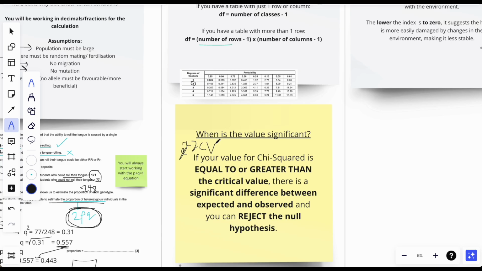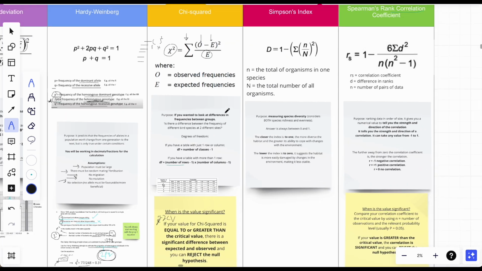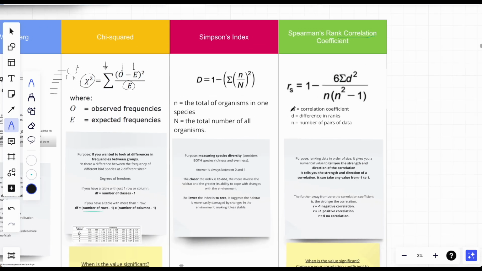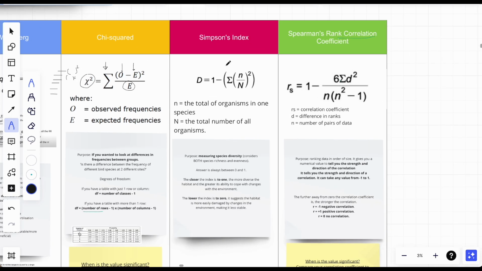So if your value of chi-squared is less than your critical value, then there is no significant difference between the expected and observed, and therefore you can accept the null hypothesis. It literally works both ways. Just memorize one. Who's got time to memorize two? No one.